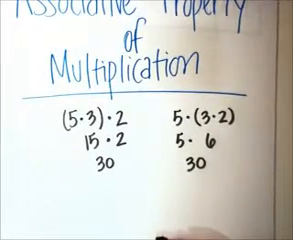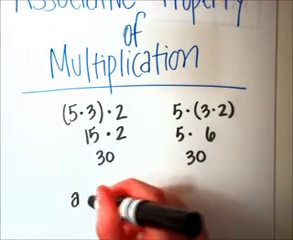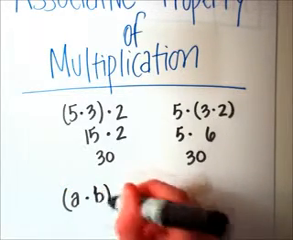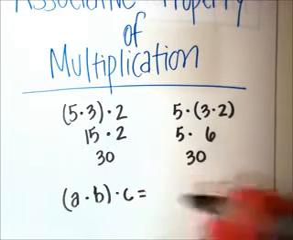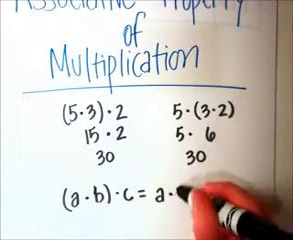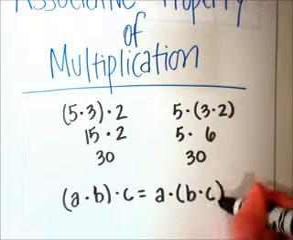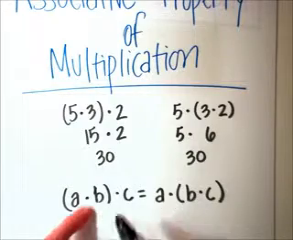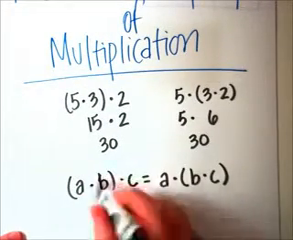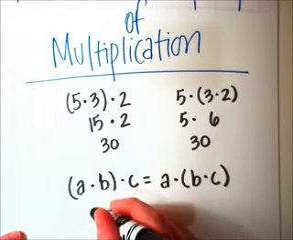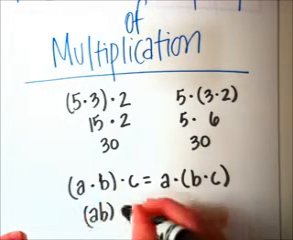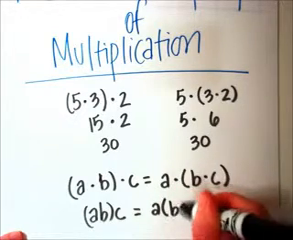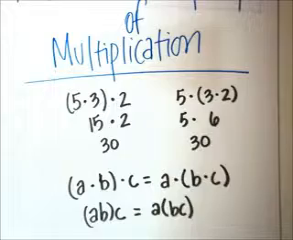So if I want to represent this one algebraically, I can represent it as (A times B) times C is the same as A times (B times C). Be careful with this one because we can represent multiplication with the dot. We could also represent multiplication like this. This could also be written as (AB)C, or A(BC) without the dot.